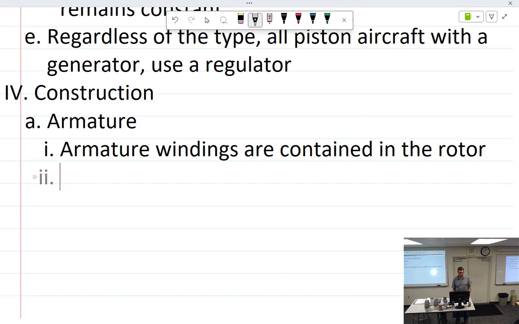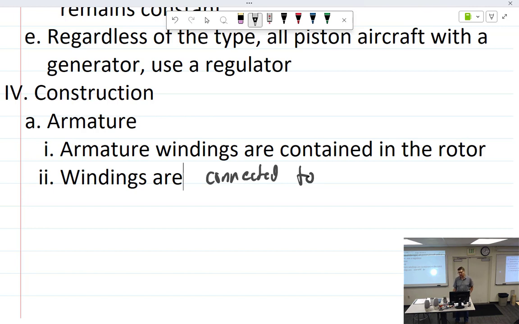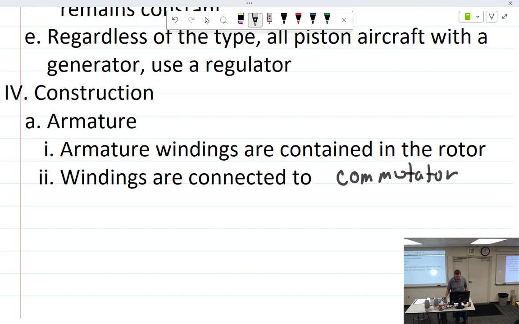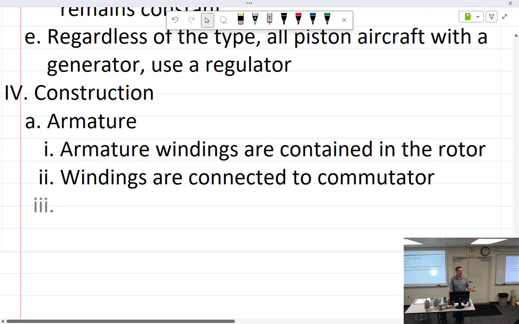The windings are connected to what? What do the armature windings connect to? Commutator. Commutator. And the commutator does what? It mechanically converts AC to DC.